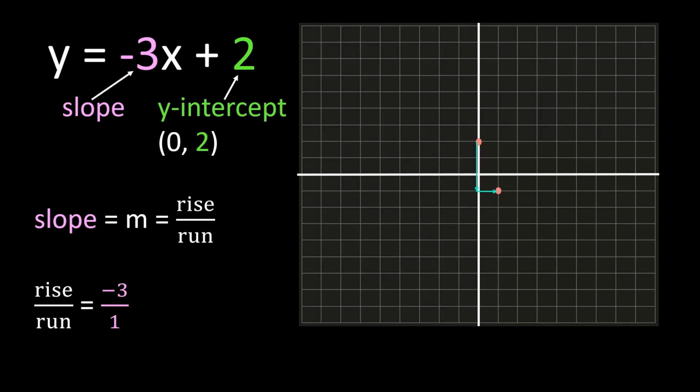And if I want to place one more point in my graph, I have a rise of -3, so I'll go down 3 from that point, and a run of 1. So I'll go over 1 to the right from there, and I can place another point. These points are all going to be in my line, so when I go to place my line, I can just connect my points. So this is the graph for y = -3x + 2.